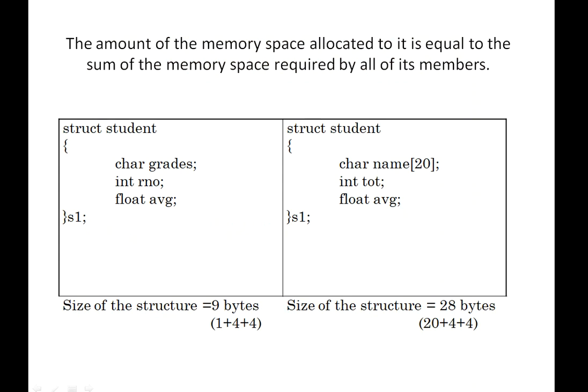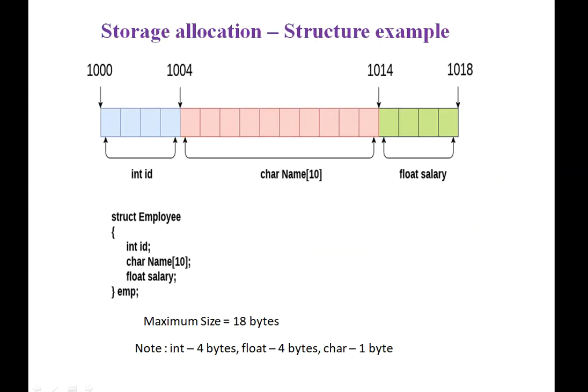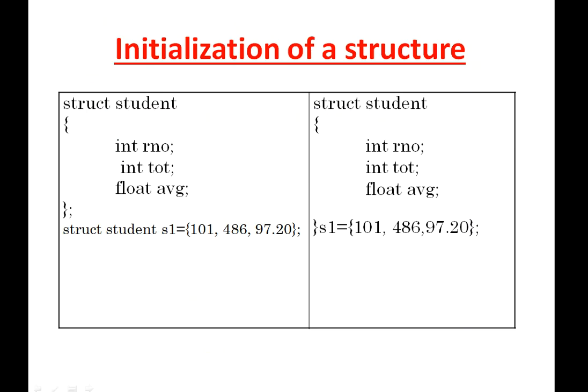What about this? Character name of 20 will take 20 bytes. Size of character is 1 byte. Integer is 4 bytes, float is 4. So 20 plus 4 plus 4, 28 bytes. This is what in structure, each and every element will have its own memory location. Remember this point one more time. In structure, each and every element will have its own memory.